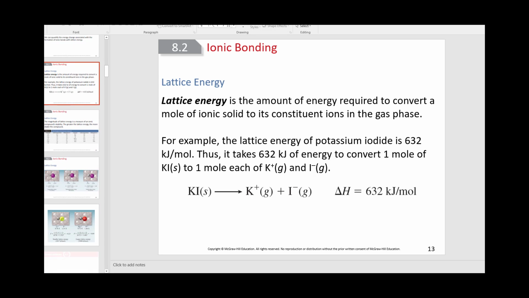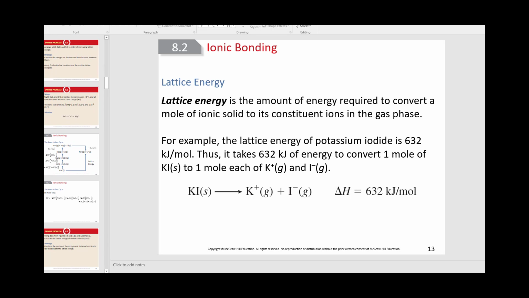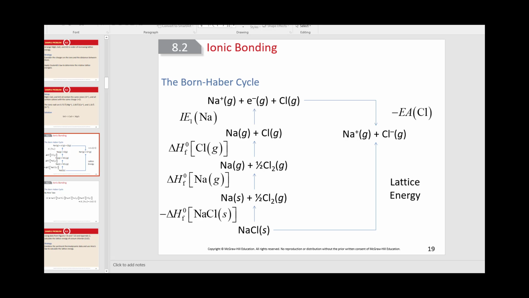I'll skip ahead real quickly and show you. Here are the processes we would go through. Now, I am not, for this particular class at least, going to ask you to calculate the lattice energy. I'm more interested in whether you can compare it using Coulomb's law. But this is the process you would go about calculating it, just in case you see it on LearnSmart or something like that. This is called the Born-Haber cycle.